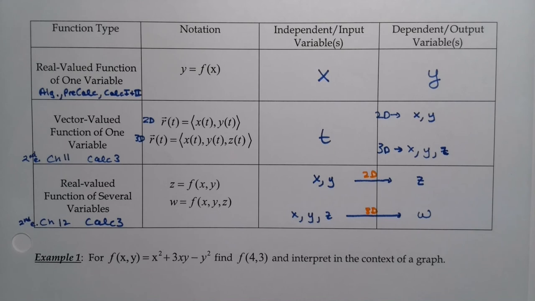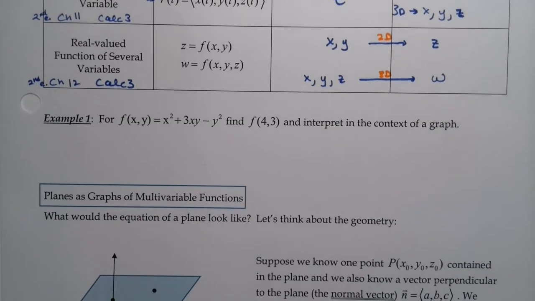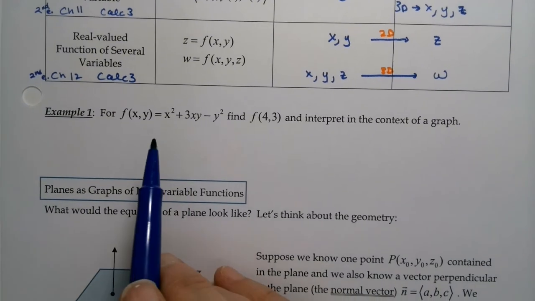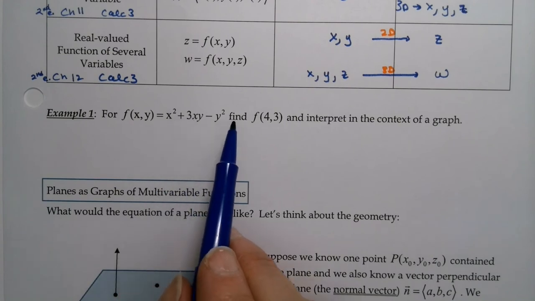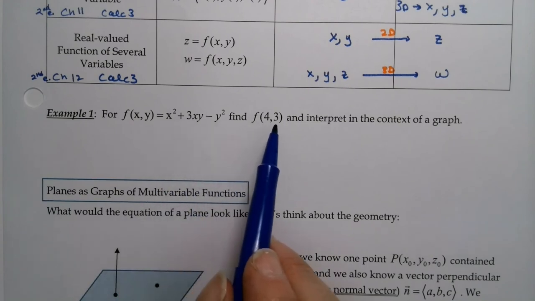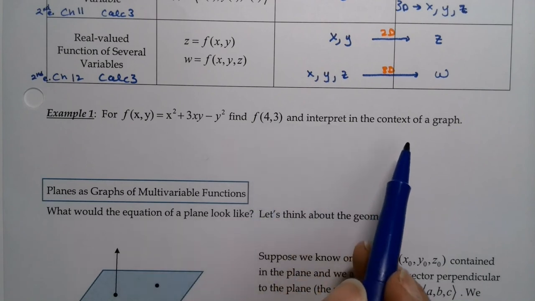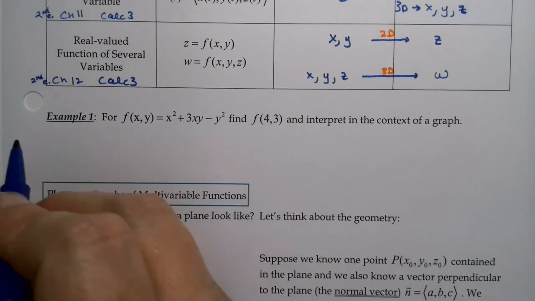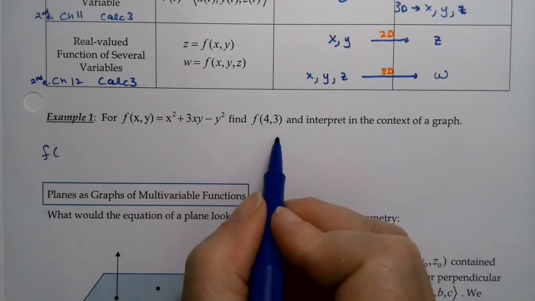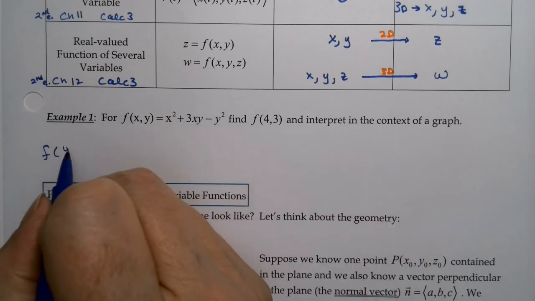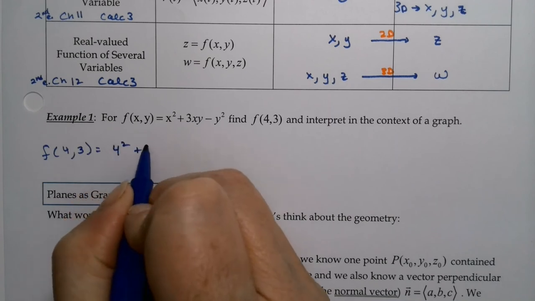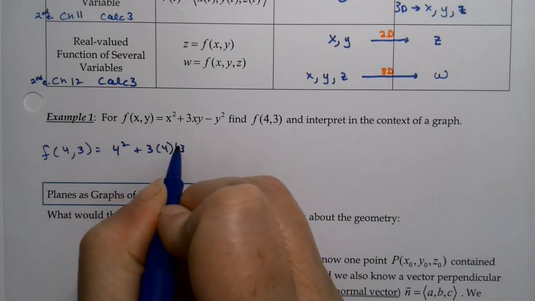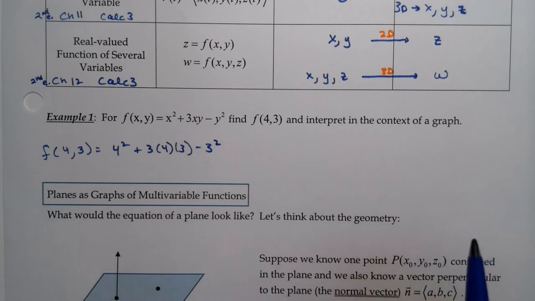All right, so let's begin with example 1, which is just a simple substitution example. So we have f of x, y equal to x squared plus 3xy minus y squared. And all they want us to do is find f of 4, 3, and interpret it in the context of a graph. Okay, so f of 4, 3 is equal to 4 squared plus 3 times 4 times 3 minus 3 squared.